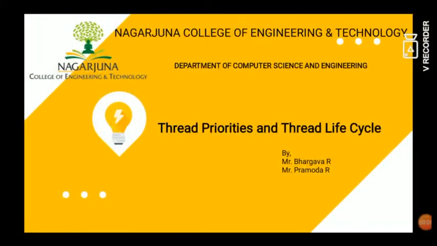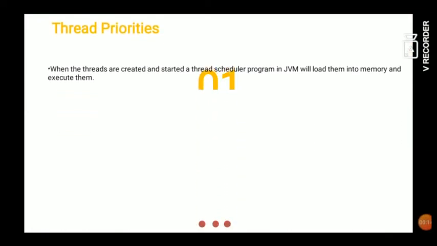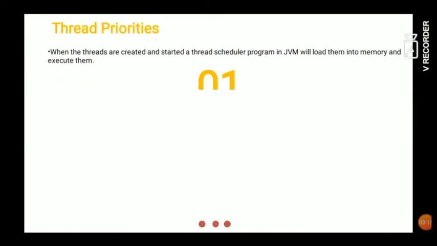Hello everyone. In this video we'll be discussing thread priorities and thread lifecycle. First let us discuss the thread priorities. The threads are created and started. The thread scheduler, which is present in the JVM, will load them into memory and execute them. The thread which has the highest priority will be given more time.